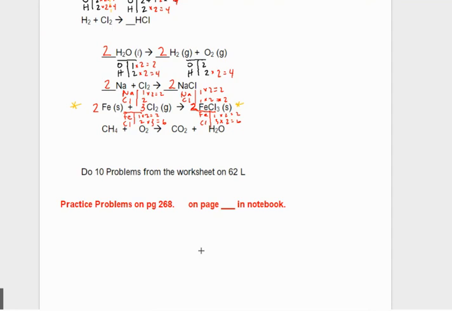Last but not least, I have carbon, hydrogen, oxygen, carbon, hydrogen, and oxygen. Okay, a little T-chart, 1, 4, and 2. 1, 2, and 2 plus 1, which is 3. So we need to fix these. The carbons are already balanced. The hydrogens need to be multiplied by 2. So I need a 2 right here.